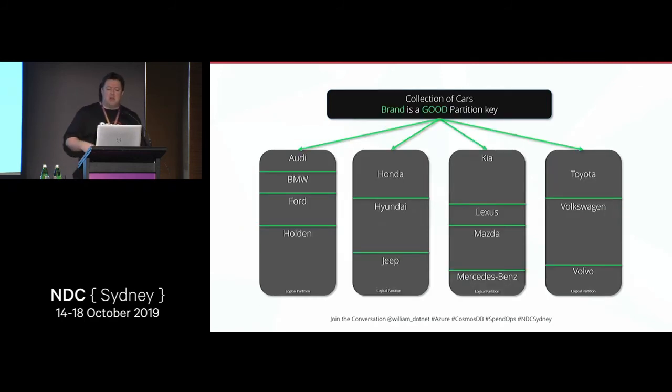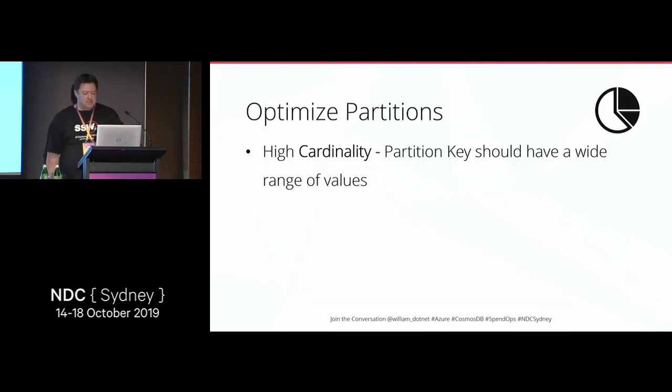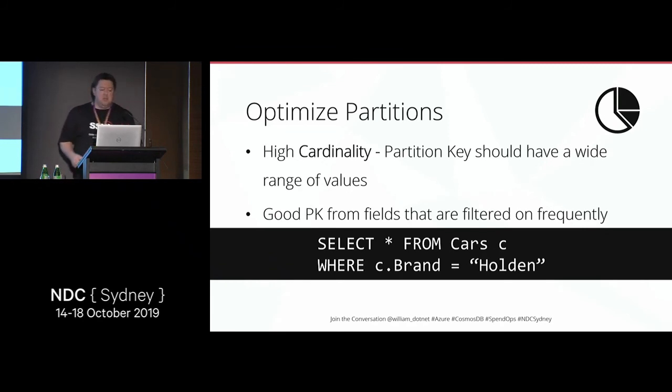If we then look at a better choice of partition key, let's say we choose brand, you can see now that we've got more partitions, the data is spread out more evenly, and we'll have more performance, or just a better end user experience. So the key for choosing a good partition key is to choose something that's got high cardinality, so a wide range of values. A good way to find this is, if you design your app and your queries up front, you can pick one that's quite frequently filtered on. If we're always filtering on brand, that's probably going to be a good candidate for a partition key.